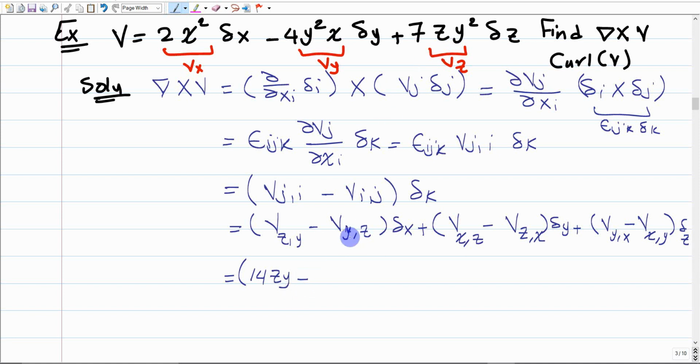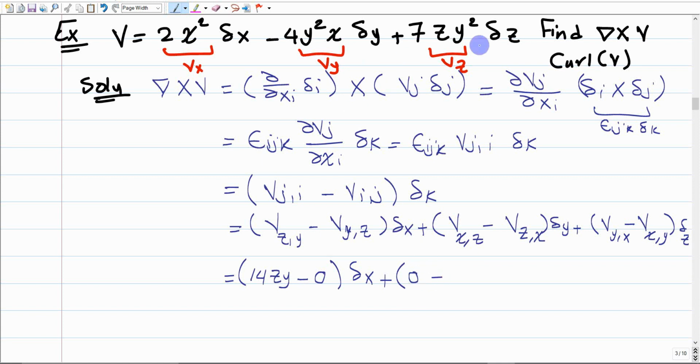Negative. How about Vy with respect to z? It means that you are going to differentiate Vy with respect to z. Do you have z's here in this term? No. So what does it mean? It means that this term is going to be 0 delta x. Make sense? Plus Vx comma z. What is Vx? This is Vx. Comma z means that we are going to differentiate this term with respect to z, but there are no z's. It means that this derivative will be 0.